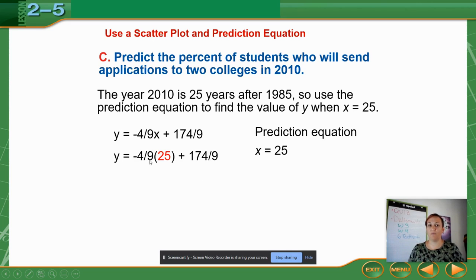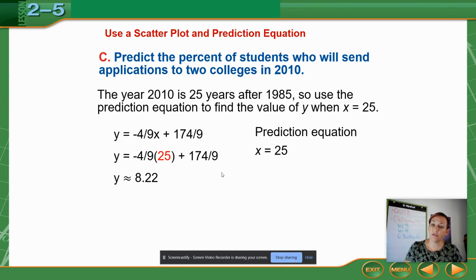I know that I'm going to need to add these two numbers together. So I'm going to keep my over 9, because then they already have a common denominator for when I eventually need to add them together. So I'm just going to keep them fractions for right now. And when I added them together, we did -4 times 25 is -100. -100 plus 174 is 74. And then 74 divided by 9 is about 8.22.